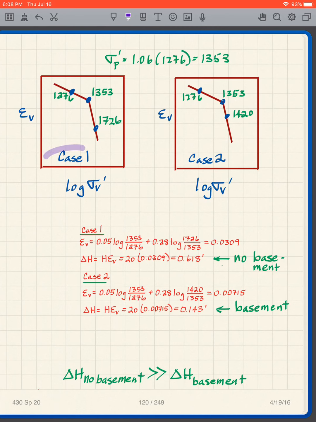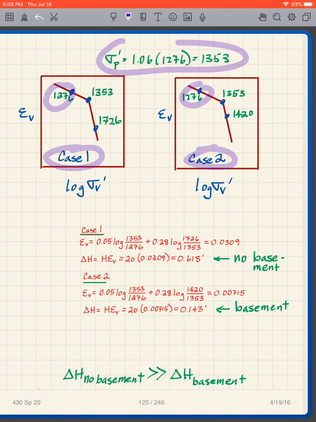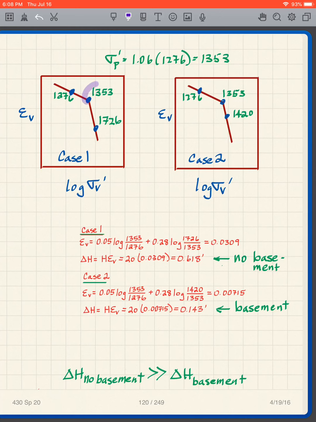So for case 1, this is case 2. We have the sigma prime I is the same in both cases. My sigma prime p is 1.06 times the OCR, 1276. I get 1353. So I put that on. I put on 1353. The 1276 goes to the left because it's less than 1353. For case 1, I had 1726. For case 2, I had 1420. Both of those points are greater than, so they go to the right of 1353.